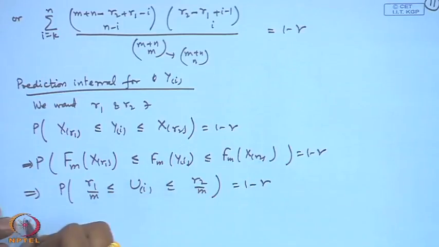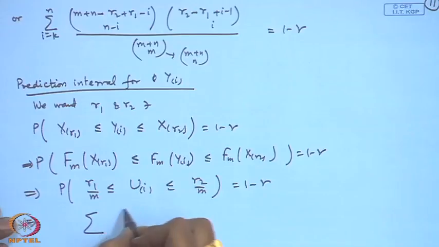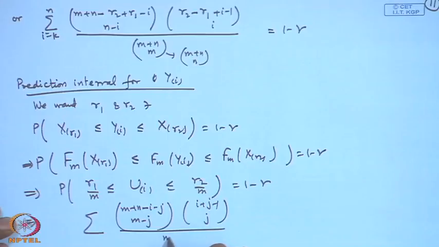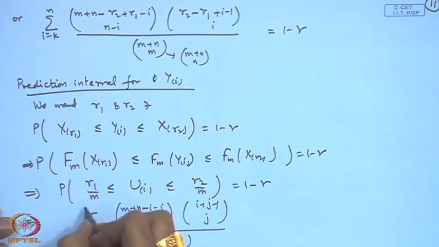The distribution of this is known, so it simply reduces to the sum over r1 to r2 of (m+n-i-j) c (m-j), (i+j-1) c j, divided by (m+n) c m.